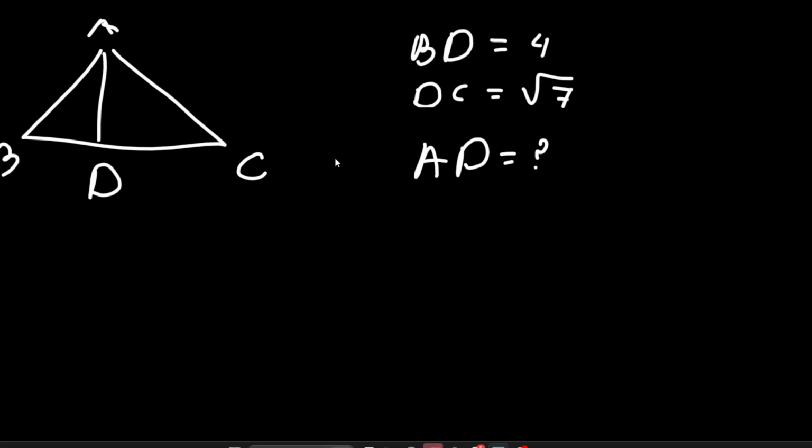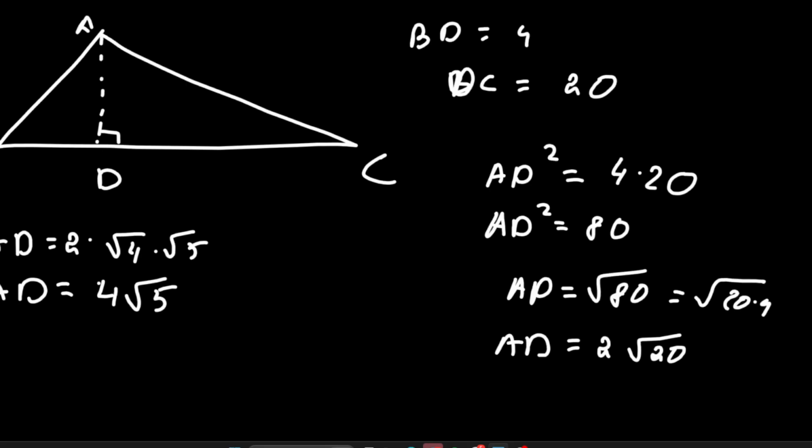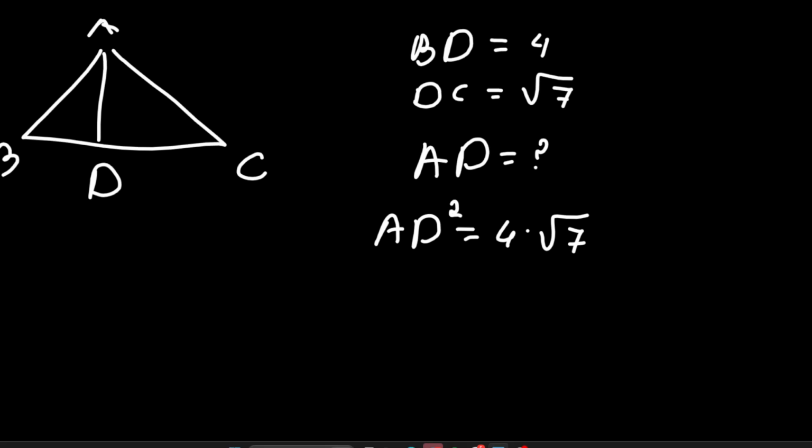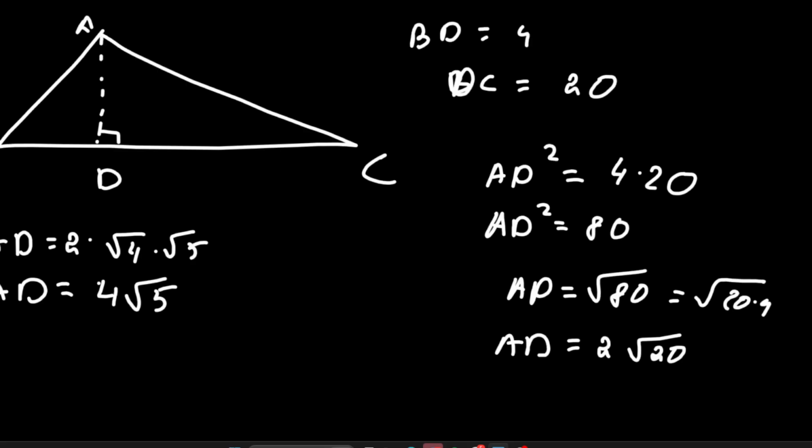AD is 4 times square root of 7. And then we can simplify 7. By the way, did we do that? Yeah, we did. So AD to the second power is 4 times square root of 7. Now AD is going to be the root of 4 times square root of 7. Hold on, did we do that here? Yeah, we did.